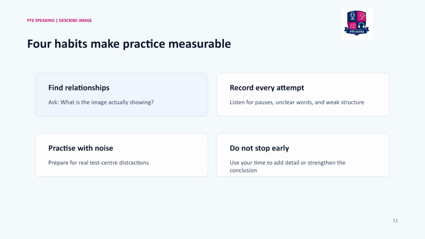To improve, follow 4 simple practice habits. First, always look for relationships in the image. Second, record your answer and listen to it. Third, sometimes practice with background noise so you feel more prepared for test center distractions. Fourth, don't stop too early. Use your time to add one more useful detail or make your conclusion stronger.